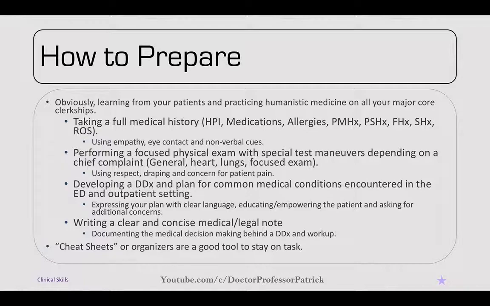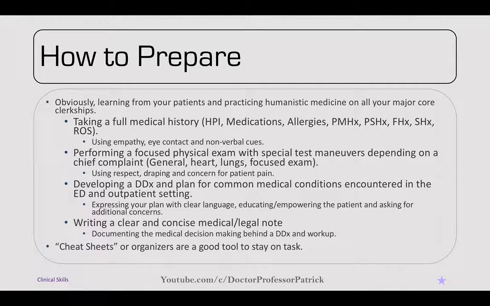So how to prepare? Obviously, learning from your patients, practicing humanistic medicine throughout your major core clerkships is going to be important. So you want to be able to take a full medical history. So on every patient, you're going to need an HPI, medications, allergies, past medical history, past surgical history, family history, social history, and review of systems. And in doing so, you want to be empathetic. You want to maintain eye contact and have the nonverbal cues so that you can increase your CIS score. But these should be common practice when you're doing your major clerkships.